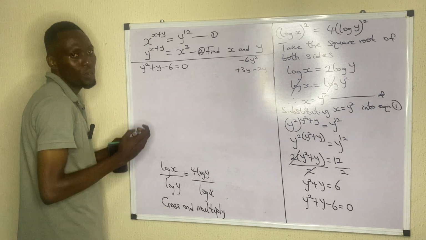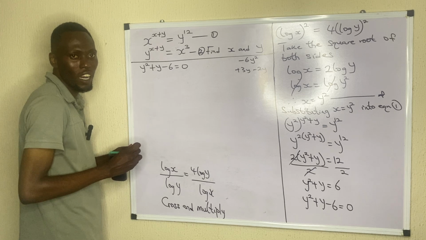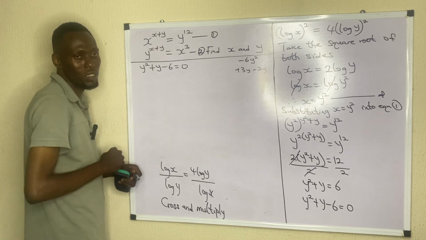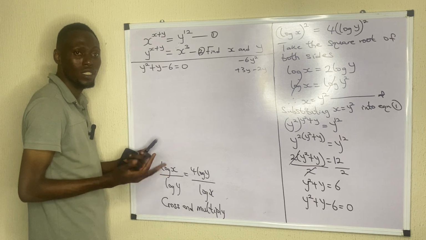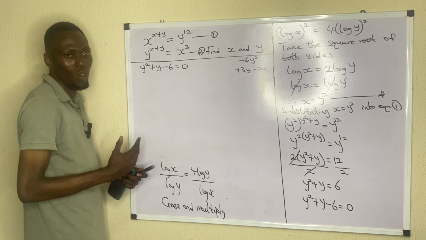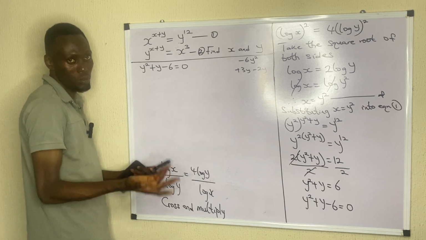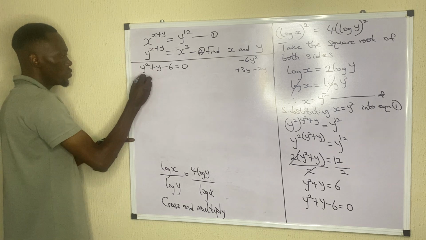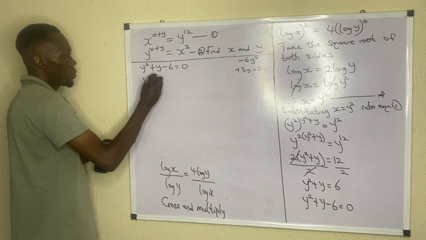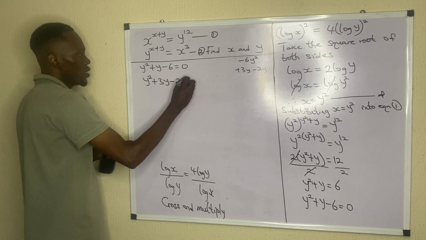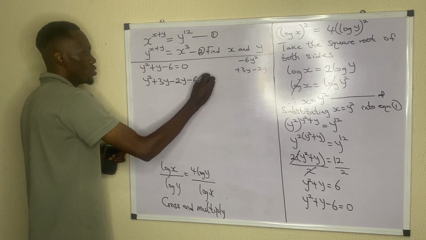Okay? If you are having a hard time getting the factors of this or using this factorization method, you could use the formula method that says minus b plus or minus square root of b squared minus 4ac all over 2a. You could get the answer faster, but I choose this method. Okay, so this is y squared plus 3y minus 2y minus 6 equals 0.